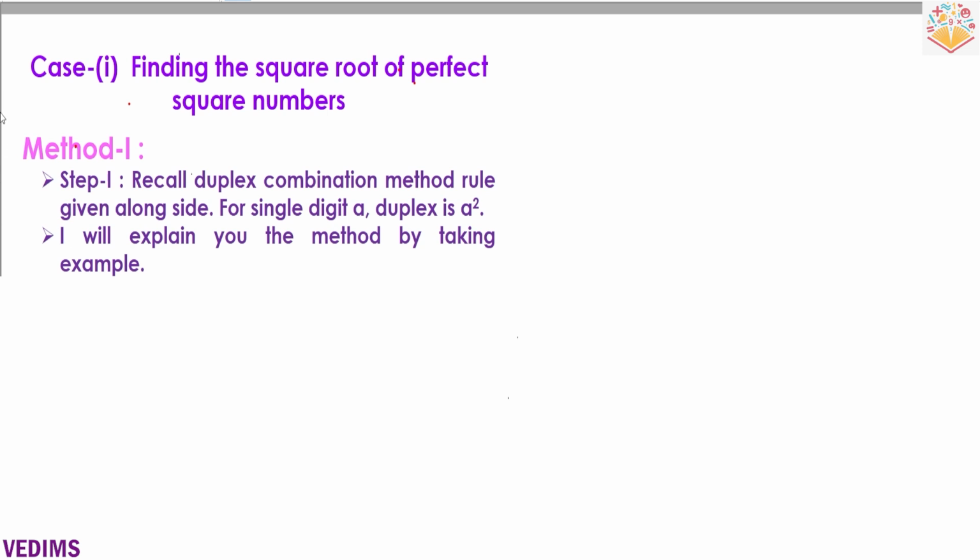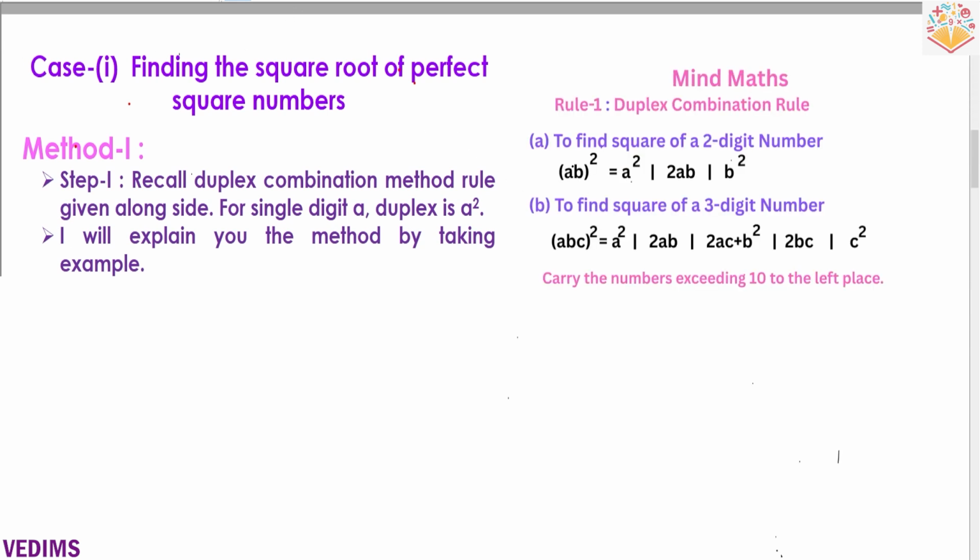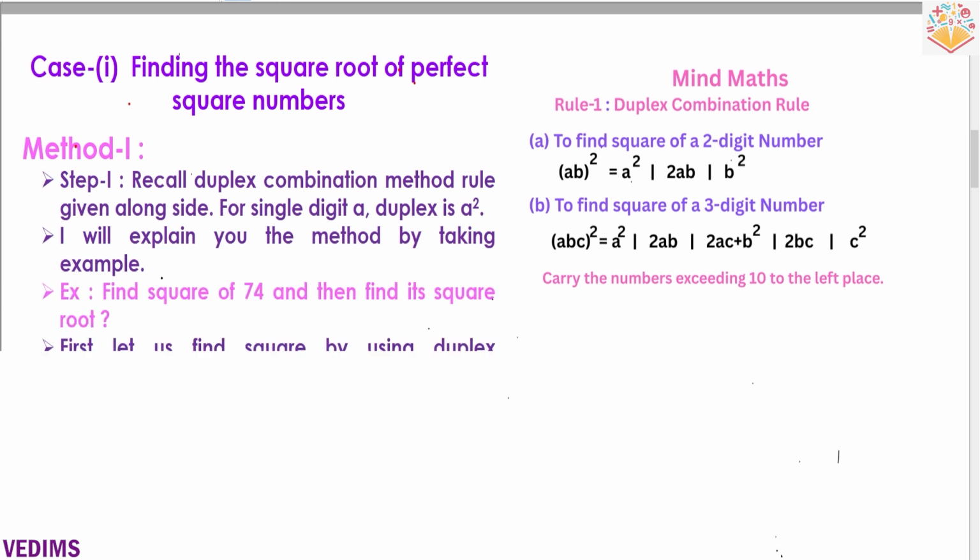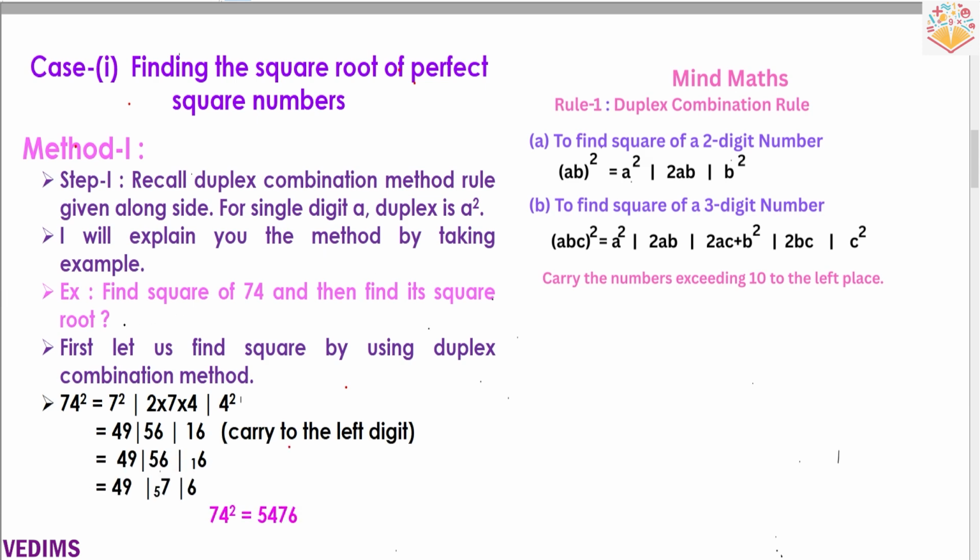In the first step, recall the duplex combination method rule given alongside. For a single digit a, the duplex is a square. For two digits, the rules are given here. You already studied them in the previous topic. Let me take one example to explain the method of finding the square root. Find the square of 74 and then find its square root by using the method.